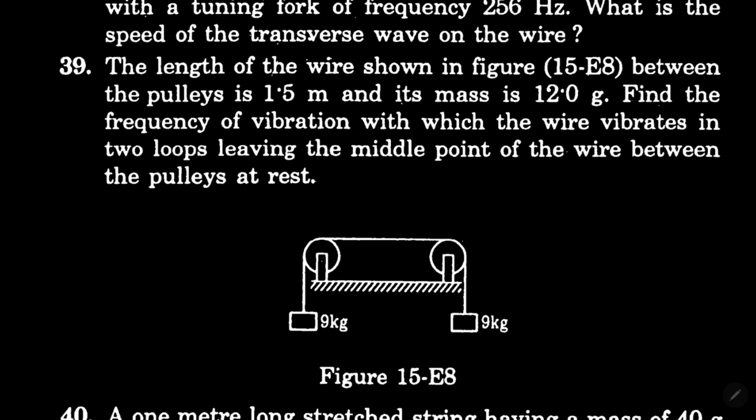In question 39, the length of wire shown is 1.5 meter. We need to find the frequency of vibration with which the wire vibrates in two loops, leaving the middle point of the wire between the pulleys at rest.